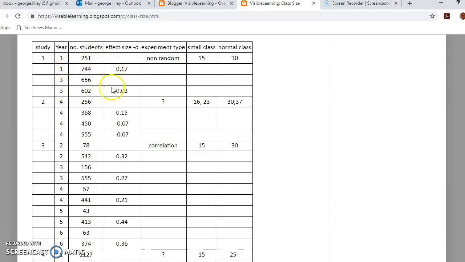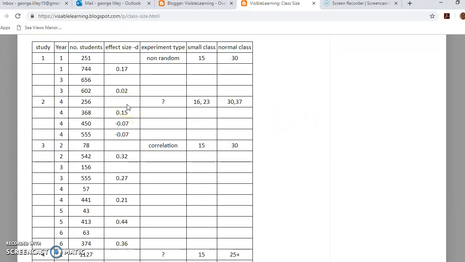And they've reported some effect sizes. Now, Hattie reports an overall effect from this study of 0.2. Once again, it's difficult to know where Hattie got that 0.2 from, because these are all different class size reductions. If you average all of the effect sizes from the different studies, you get close to 0.2. So I'm guessing that's where Hattie derived his overall average from.